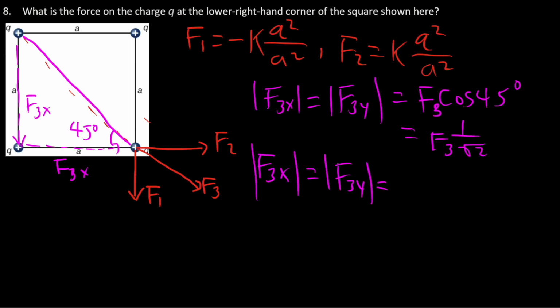So F3 is going to be equal to K times the two charges, Q squared over the radius squared here. So R squared is going to be equal to 2A squared. And then times cosine 45 degrees, so times 1 over square root of 2. So this is F3x and F4x. So now let me redraw the picture here.